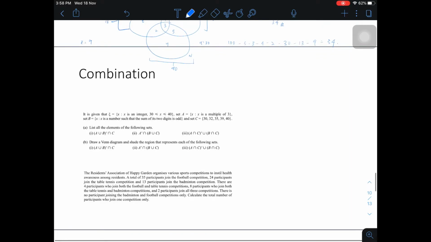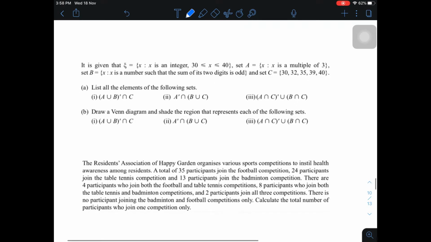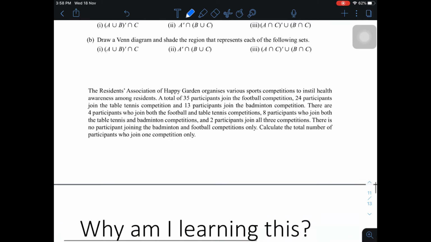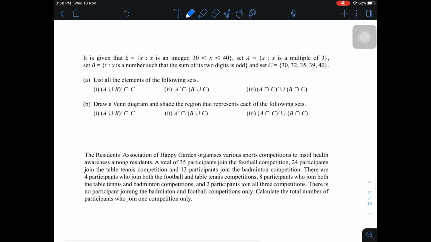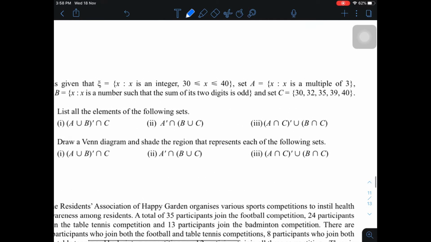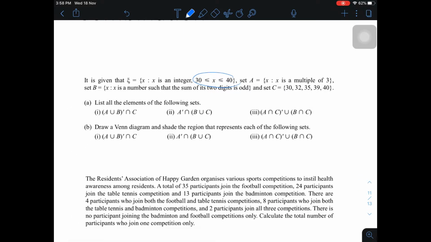Then we'll go into combination. So combination, we understand union and intersection. So right now we'll try to combine our understanding of union and intersection. So it's given that the limit is here. A is a multiple of 3. B is a number such that the sum of the two digits is odd, and set C is that, right?